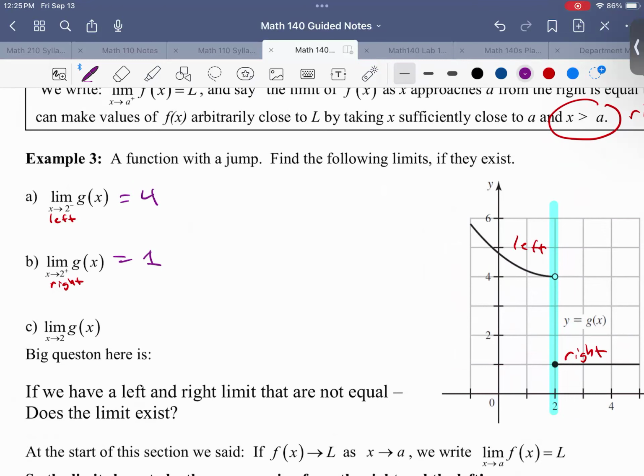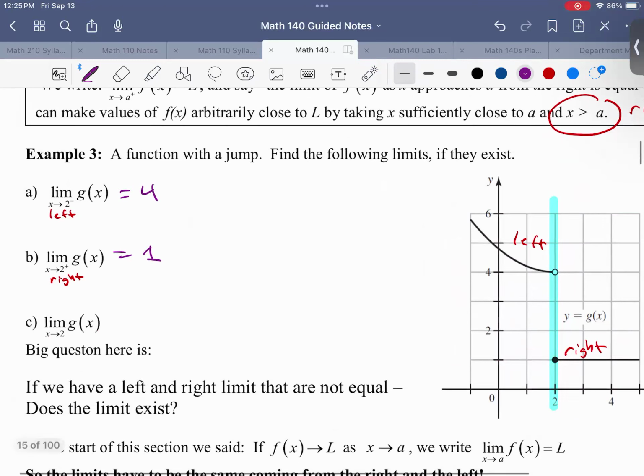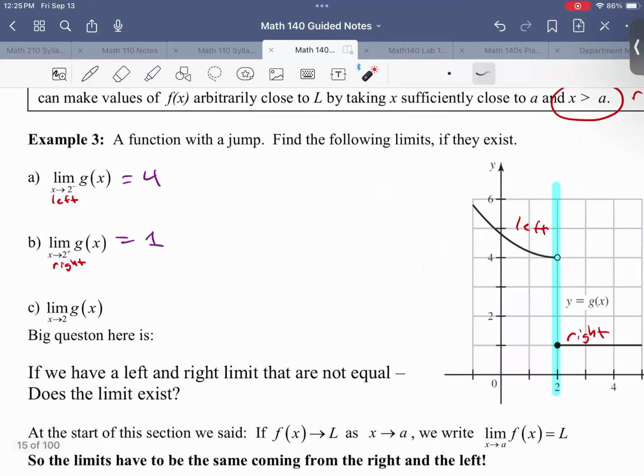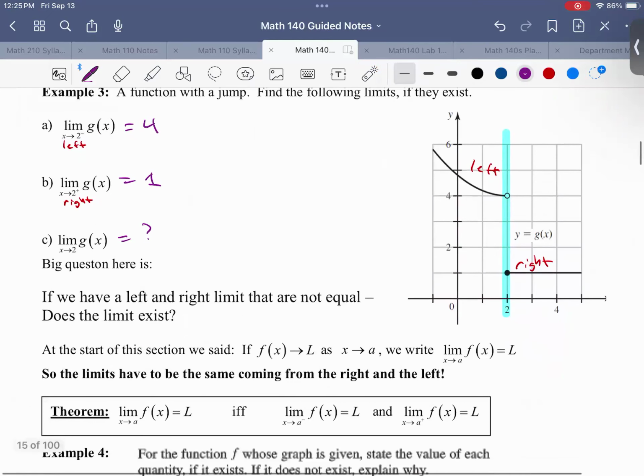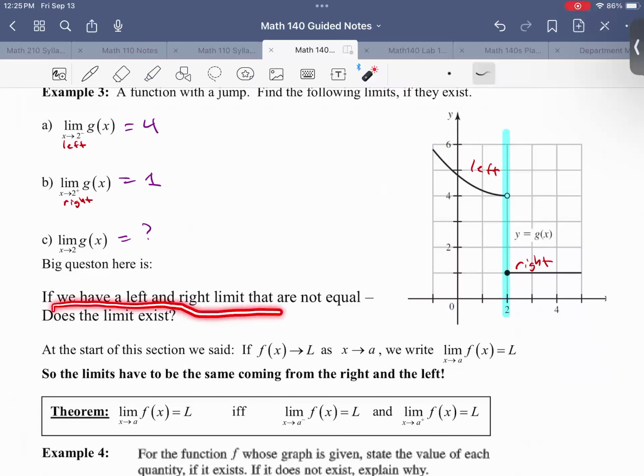So in general, no left side, no right side, in terms of the general limit, what does it equal? Well, I don't know. We have two different numbers, 4 and 1. So I'm not sure which one it would equal. There's a big conceptual idea here. If we have a left and right limit that are not equal, does a limit exist? I don't know if it exists.